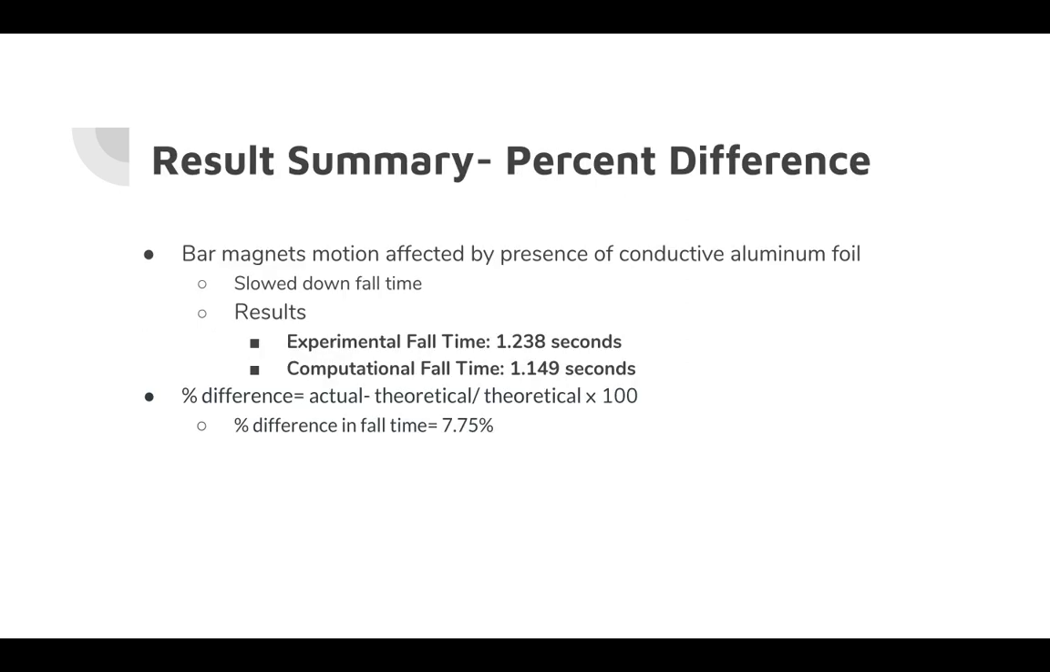So some result summary, I found that my magnet's fall time was slowed down by the presence of the conductive aluminum foil, and my experimental fall time was 1.238 seconds, and my computational fall time was 1.149 seconds. And when I calculated the percentage difference of these two times, I found that they had a 7.75% difference.